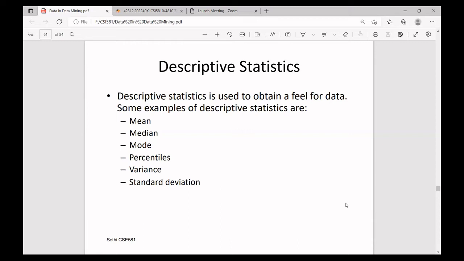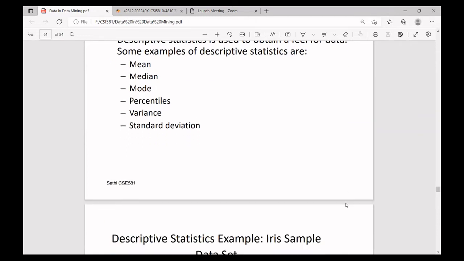the first thing you want to do is get a good idea about the descriptive statistics of your data set. That is, you want to understand what kind of attributes we have, what their ranges are, what are the means, what are the variances, and things like that. And some of the terms here, mean, median, mode, percentile, variances, standard deviations, etc., are very familiar to all of you. All right.